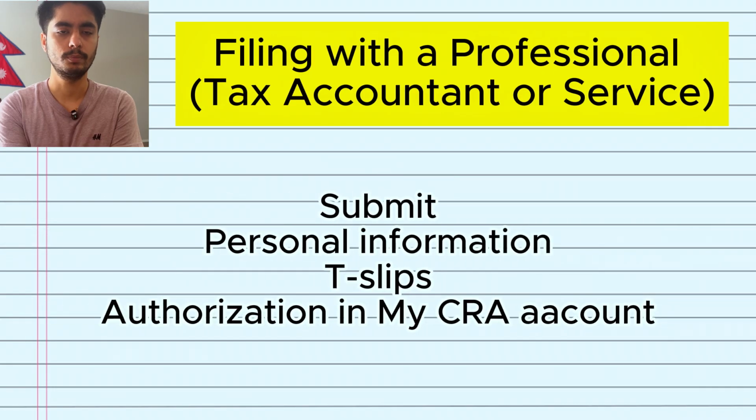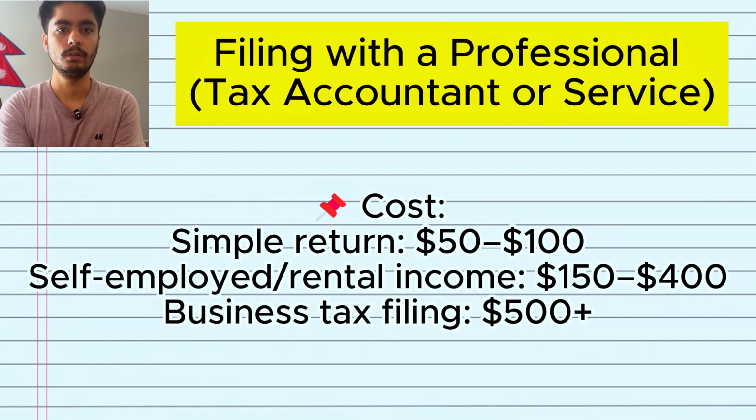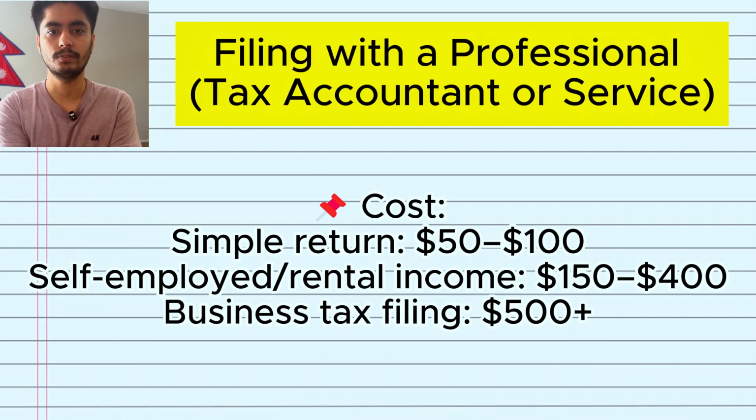All you have to do is give all your information and an authorization to file tax on your behalf. Remember, they will charge you an amount for filing a tax on your behalf. If you have a simple return, they will charge you around 50 to 100 Canadian dollars. If you are self-employed or have rental income, they might charge you $150 to $400. And if you are doing a business tax file, they may charge you more than $500.